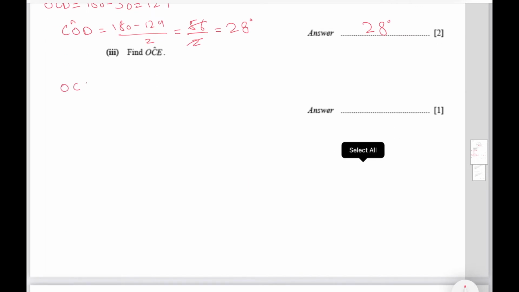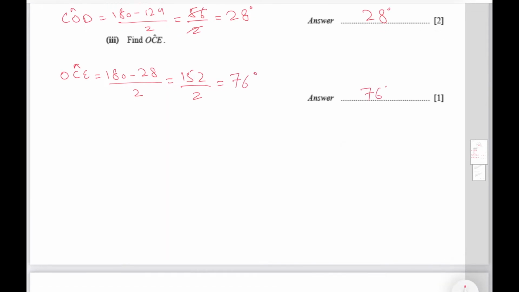So angle OCE is equal to 180 minus 28, divided by 2 eventually. 180 minus 28 gives us 152 divided by 2. If you divide this by 2, we end up at 76 degrees. So our answer to this part is 76 degrees.